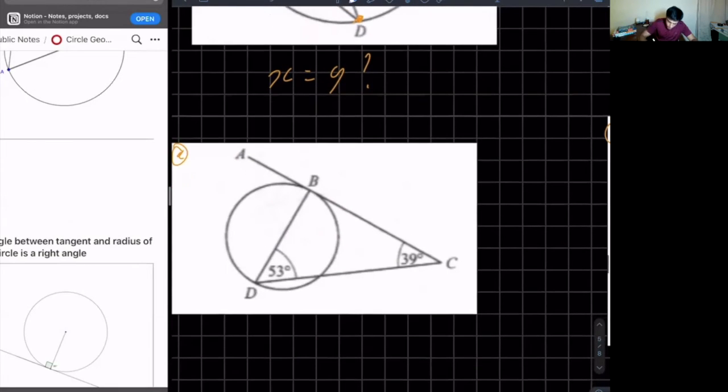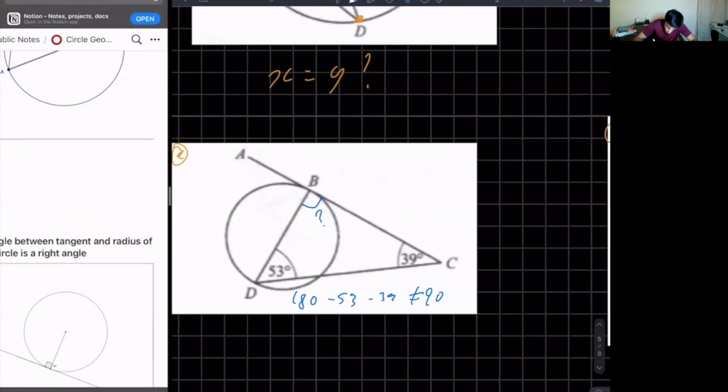Let's come down here. Is this a right angle? Question mark. Yes or no? All right, somebody says no. Somebody says yes. Somebody says yes. Yeah, so this one's tricky. They're trying to trick you. This looks like a right angle because it's like meeting the tangent, but it's not, because if you do 180 minus 53 minus 39, you don't get 90, right?